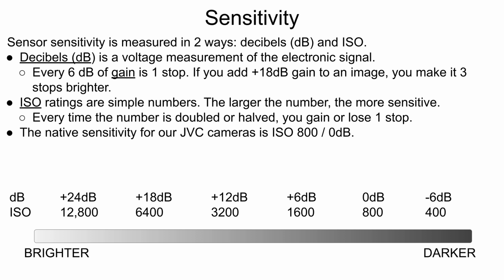So every 6 decibels of gain is one stop of brightness. Right? So if you go from 0 dB gain, which means we have no gain, to 6 dB gain, you've made the image one stop brighter. If you go to 12 dB gain, you've made it 2 stops brighter, right? 6 plus 6 is 12.